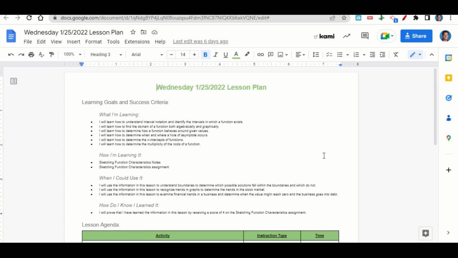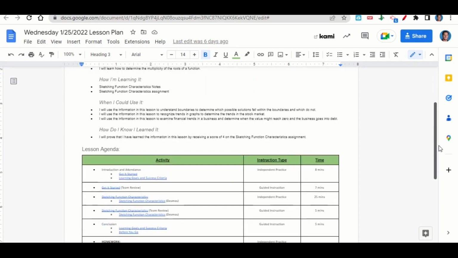To recognize trends in graphs to determine the trends in the stock market. And to examine financial trends in a business and determine when the value might reach zero and the business goes into debt. How do you know you learned it? By getting a score of 4 on the sketching function characteristics assignment.